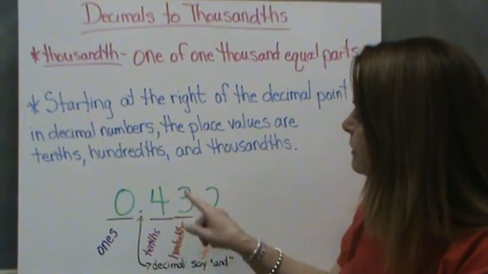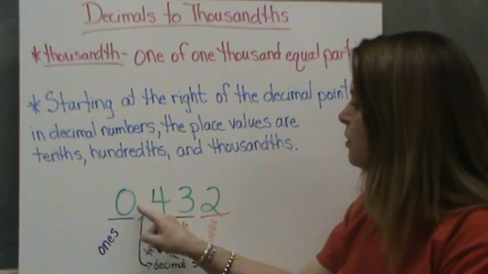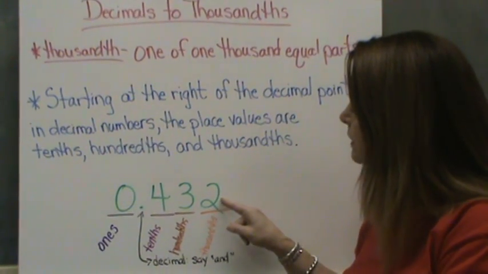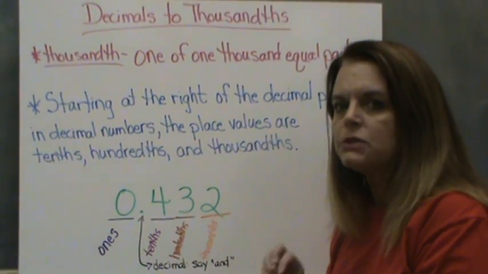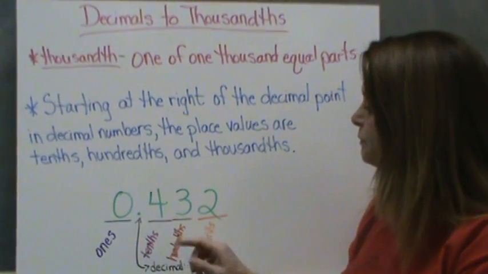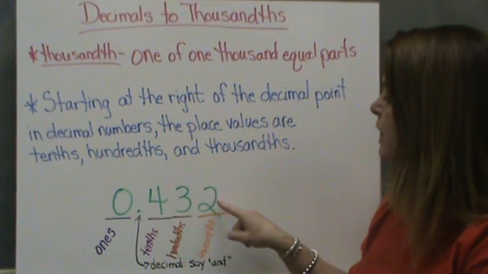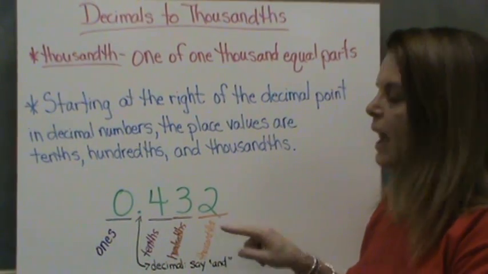So I would read this number. I'm going to read the whole number to the right of the decimal. The place value of the last number is the last word that I'm going to say. So I'm going to read this as 432 thousandths.